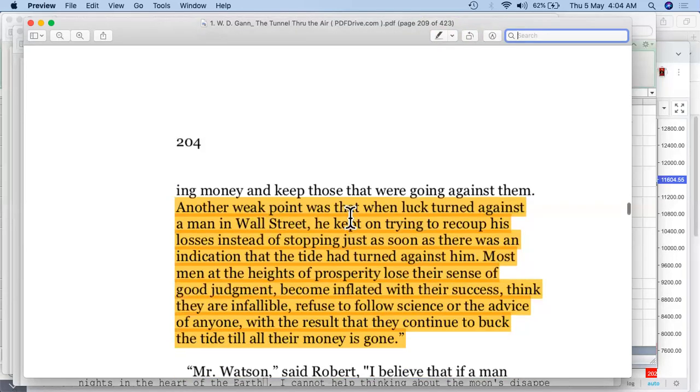Another weak point was when luck turned against a man in Wall Street. He kept on trying to recoup his losses instead of stopping just as soon as there was an indication that the tide had turned against him. Most men at the heights of prosperity lose their sense of good judgment because, inflated with their success, they think they are infallible, refuse to follow science or the advice of anyone, with the result that they continue to buck the tide till all their money is gone.